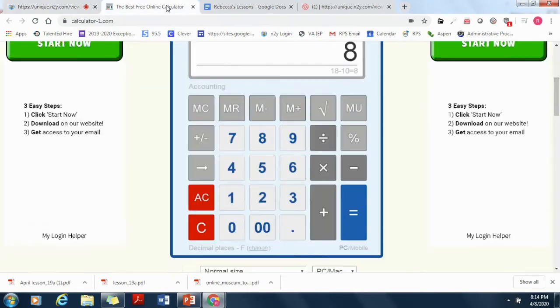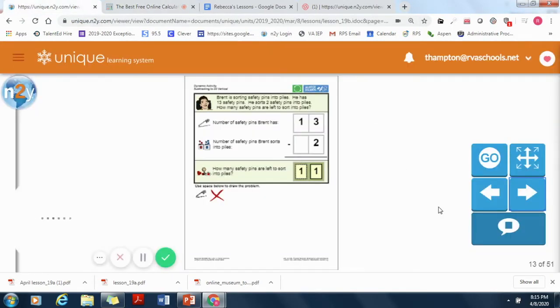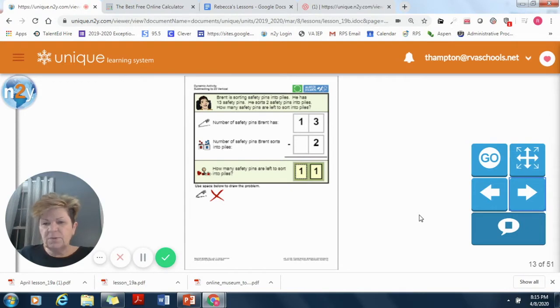So let's look at our calculator. We always clear. We have 13 minus 2 equals 11. Very good. Get clear before we go back. All right, ready to go to our next one?